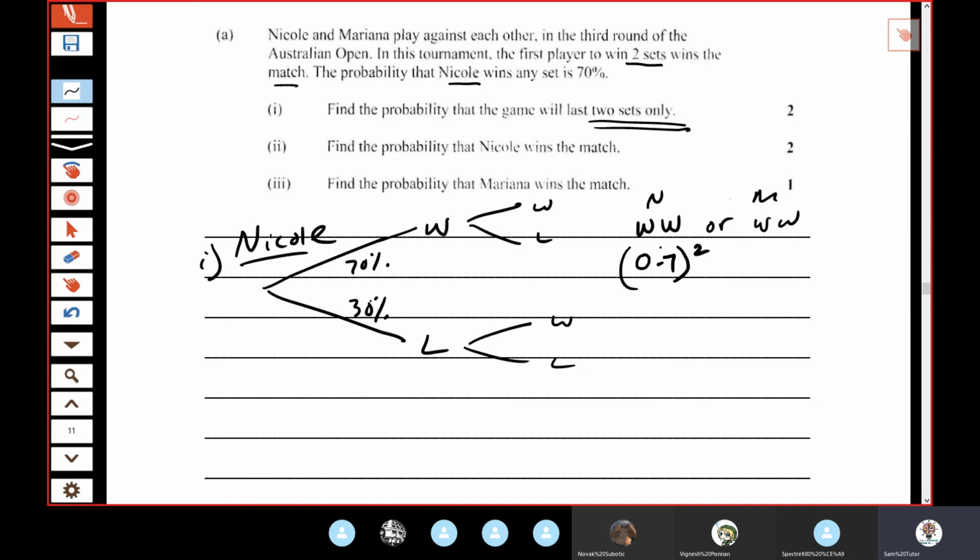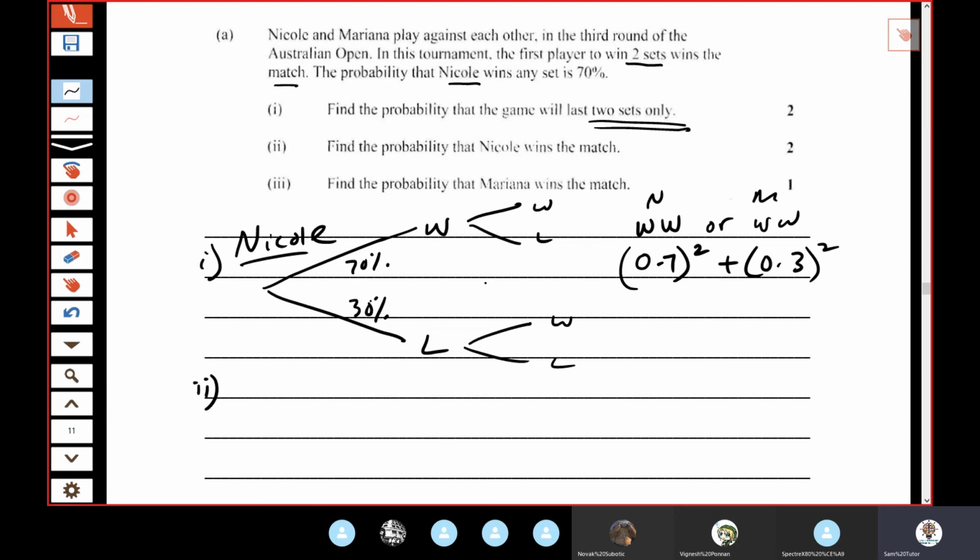0.7, which is 70% squared, plus 0.3 squared. That's your answer for I. So it's either Nicole will win both, or you could think of it as Nicole losing both, or in other words, Mariana winning both. However you want to, I guess, do your math there, doesn't really make a difference. Good stuff.